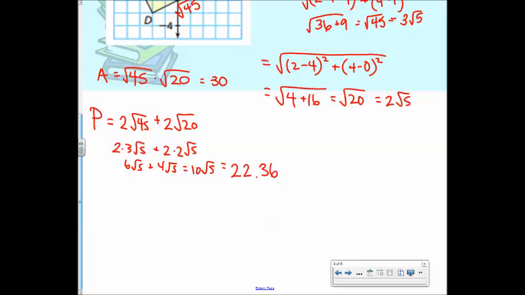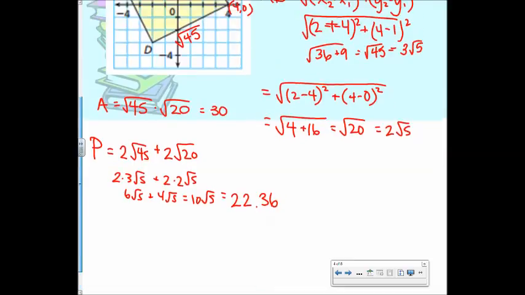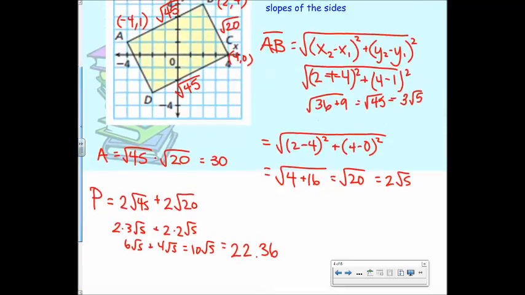Okay, so perimeter, what do you do? You add them up, all the sides. And area, what do you do? You multiply. Okay, either way, what do you have to find first? The sides. To find the side lengths, you use the distance formula. In a rectangle, you're going to do length times width. In a triangle, you would have to find the base and the height.